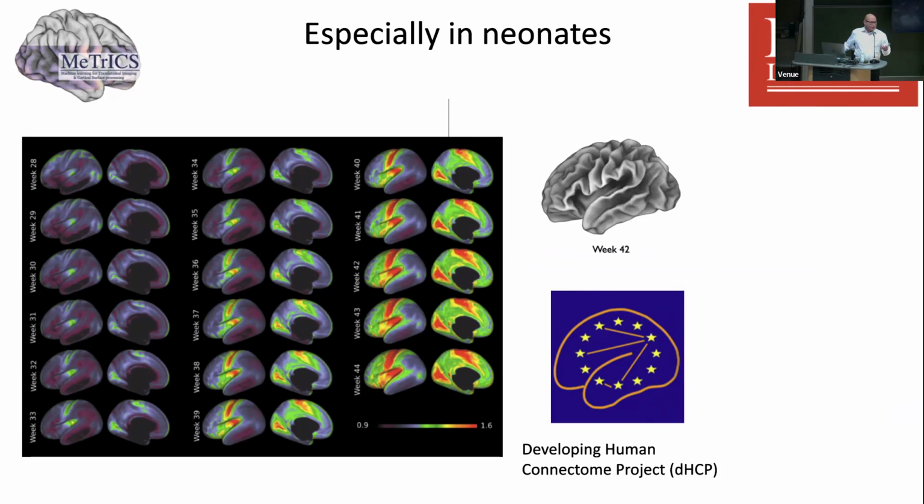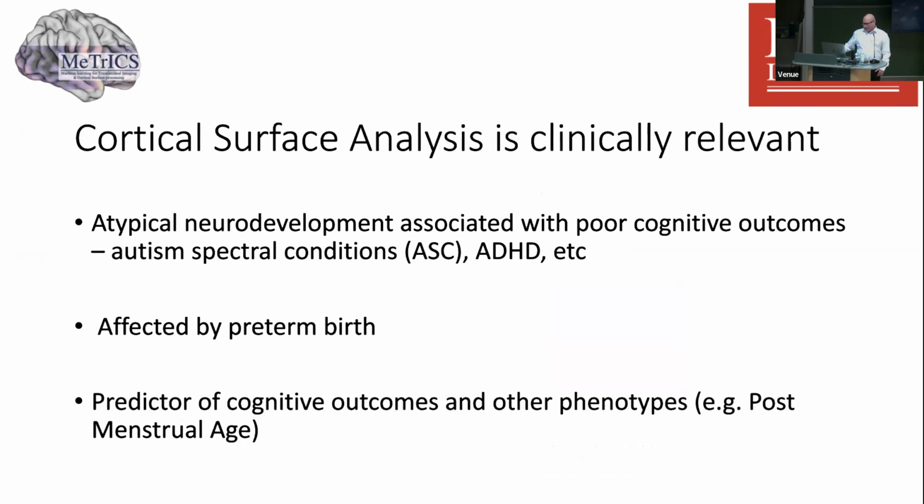We look at surfaces and volumes, but I'm the sort of surface team. And as you might imagine, there's clinical relevance here. If for whatever reason there is atypical neurodevelopment, then it's associated with poor cognitive outcomes, ADHD, autism spectrum conditions, bipolar disorder, long-term learning difficulties. It's important clinically, and we know that this development process is affected by factors, preterm birth being the most significant.